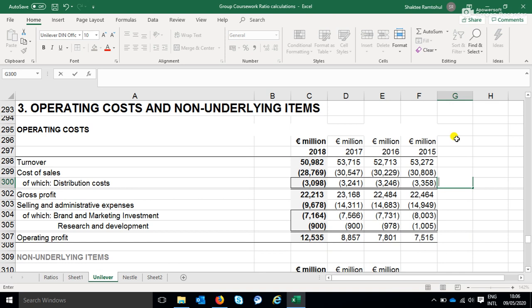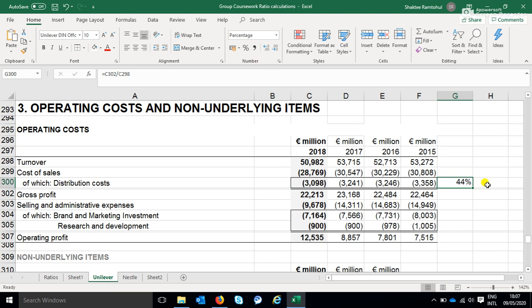There's my gross profit, 22,213. Of course, it's all in millions of euros, but for simplicity, let's use the thousand figures. So 22,213 divided by 50,982. Now, what does that tell us? It comes to 44%. Is this good or is this bad?